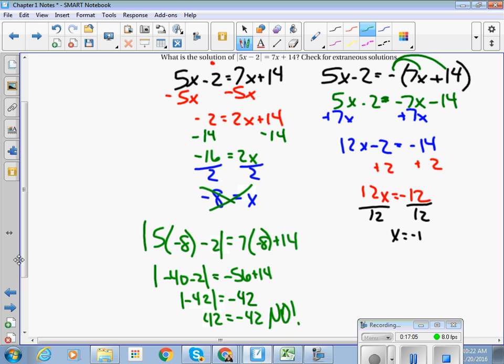Okay, good. So we know negative 8 is a no for us, so we're just going to say no. Is it okay that we did all this work and this is not a real solution? Yeah, it's totally fine.